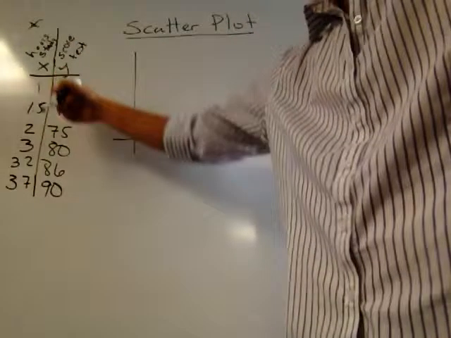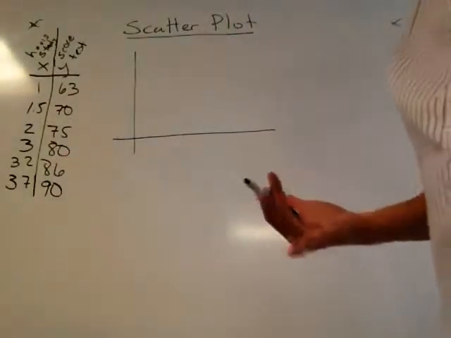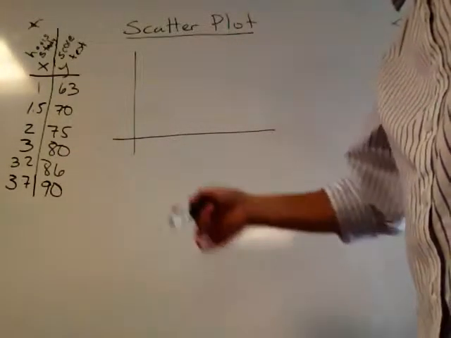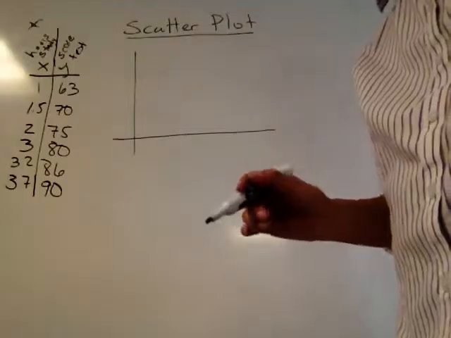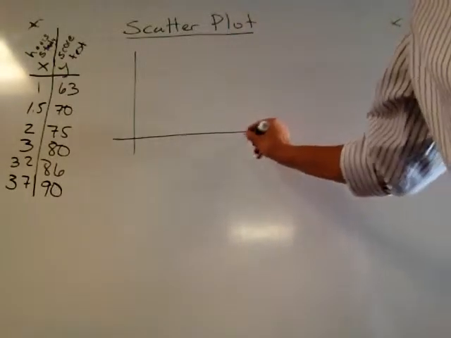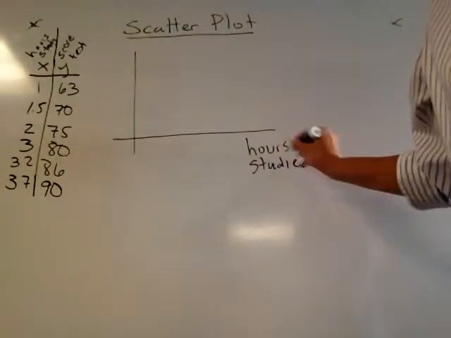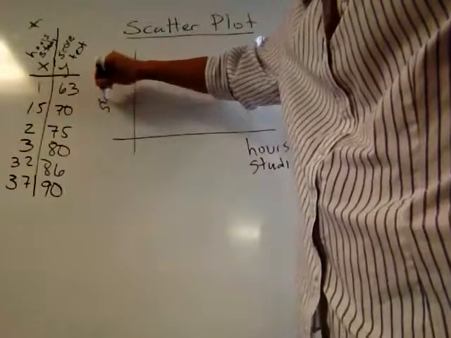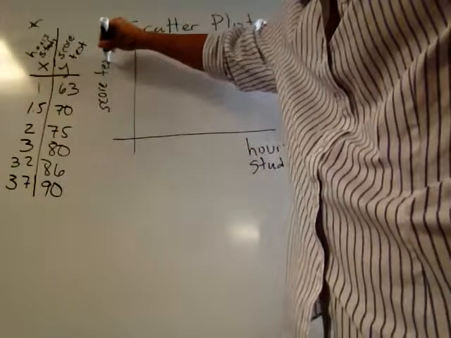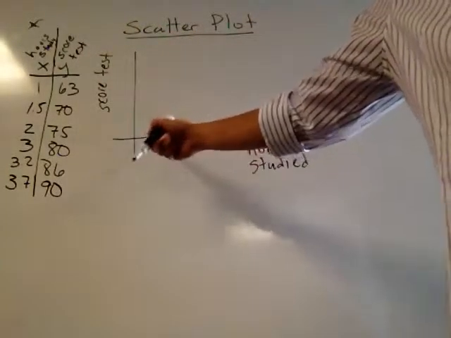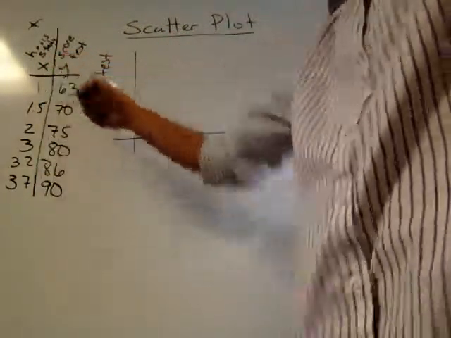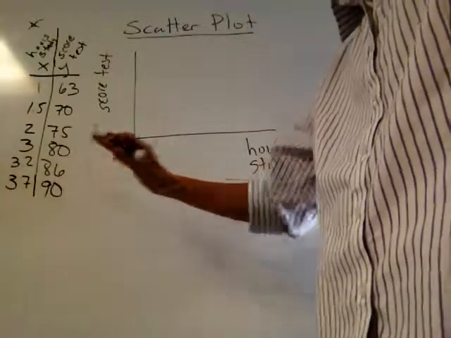And I'm going to look for my minimum and my maximum. I'm going to do a sketch as opposed to every single point exactly where they belong. So on my x-axis I have hours studied, and on my y-axis I have the score on my test. The first thing that I'm going to do is look at my minimum. My minimum is 1, and because it's so close to 0, I'm going to go ahead and leave it that.